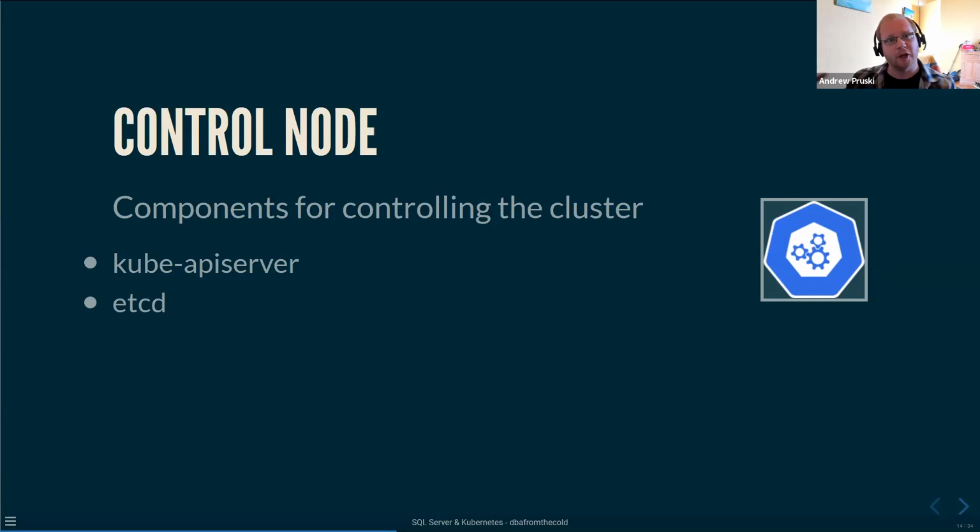We have etcd, which is a distributed key value store. So this is what controls information about the objects that's running in our cluster. So when we say kube API server, get pods, it pulls information back about stuff that's stored in etcd.